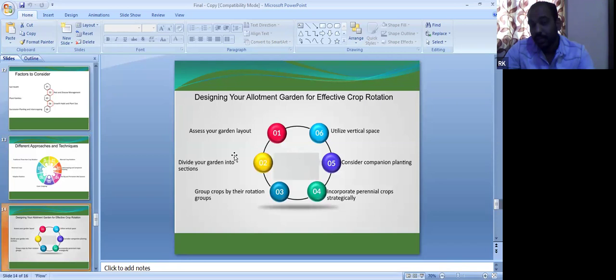And designing the allotment for the entire crop rotation system, how do we do that? By dividing your garden into sections. First, assess your garden layout. Garden here means our farming land. Assess your farming land layout, then divide your farming land into sections. Then group crops by rotation, then intercrop and place perennial crops strategically.